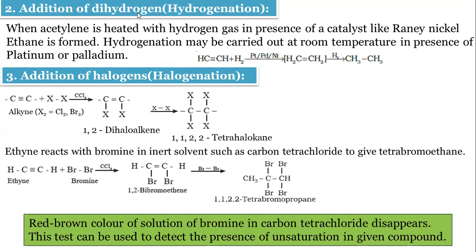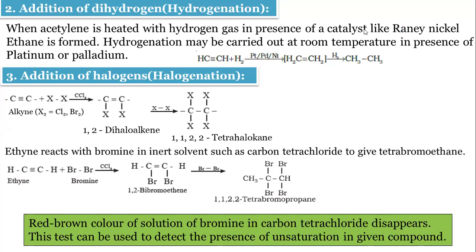So here, addition of dihydrogen. So this reaction is also called hydrogenation. One example is given. When acetylene, what is another name of acetylene? Anyone can tell me? This is the first member of alkynes. Acetylene is a common name. What is the IUPAC name of acetylene? Ethine. Very good. Ethine is heated with hydrogen gas in presence of catalyst.